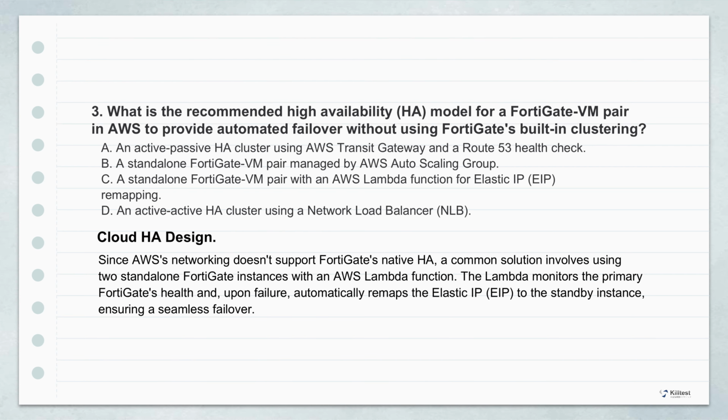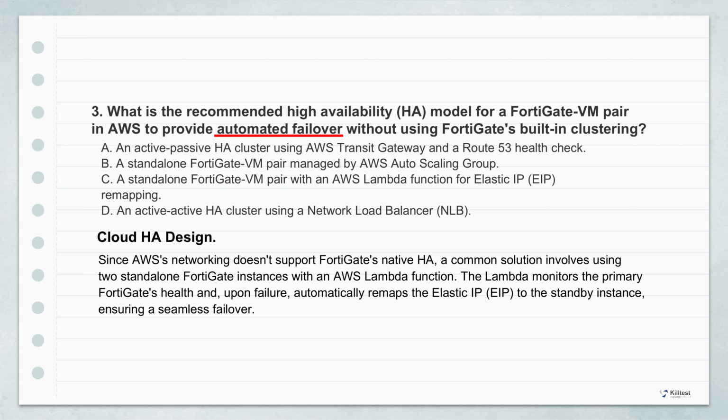Okay, let's talk high availability, HA. Always a big topic. Specifically for FortiGate VMs in AWS. Now, you might think, okay, standard HA clustering, right? Like you do on-prem. Yeah, that's the natural instinct. But there are some AWS limitations, networking quirks that make FortiGate's built-in clustering tricky. So how do you get automated failover without that native clustering? Right. This is a really common scenario and solution. The standard, robust way to do this in AWS is actually using two standalone FortiGate VMs. Standalone. Okay, not clustered. Correct.